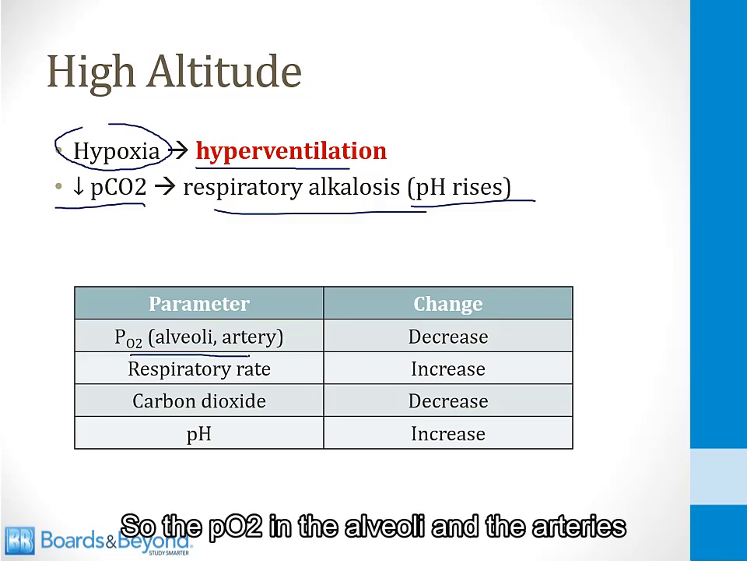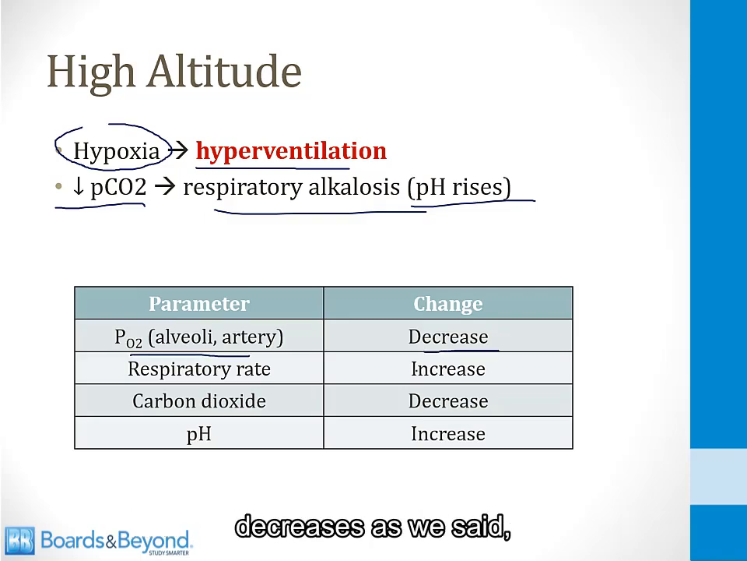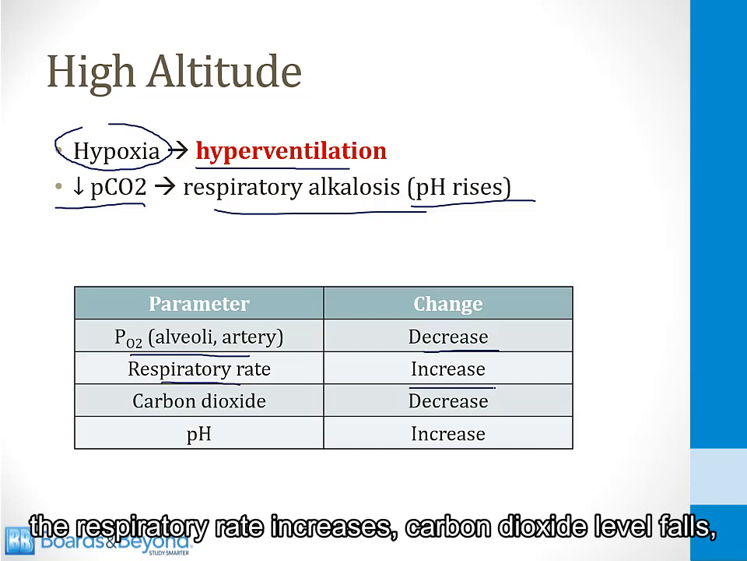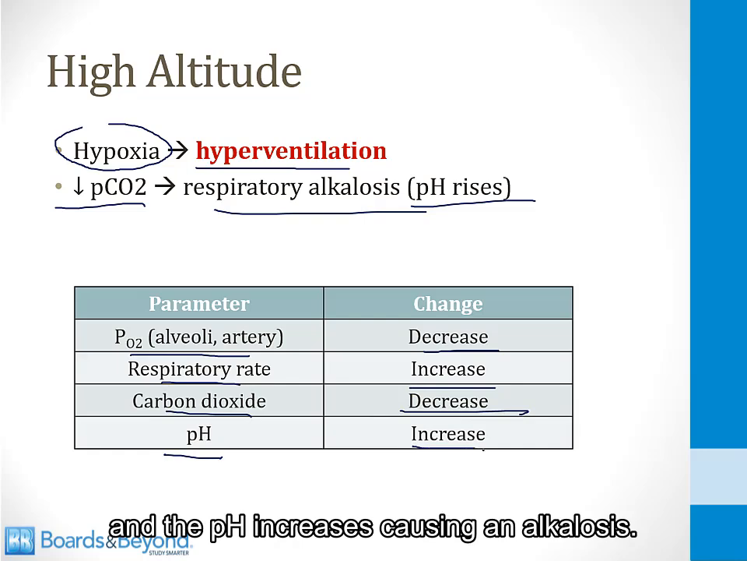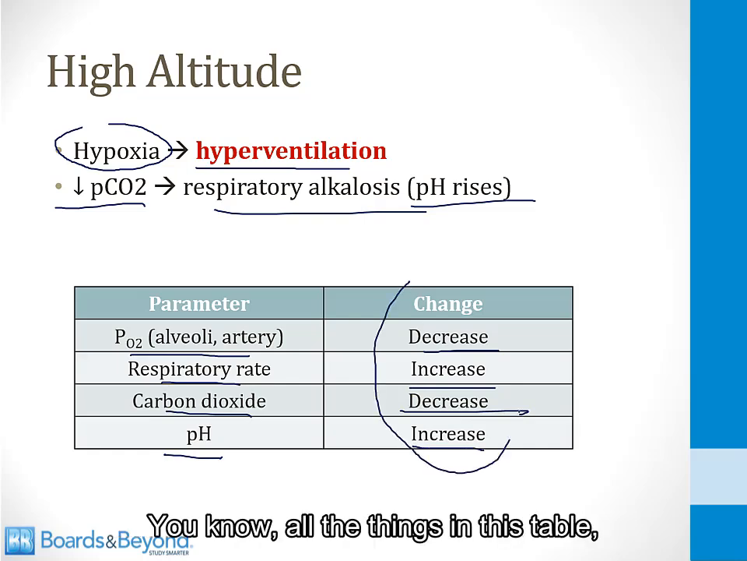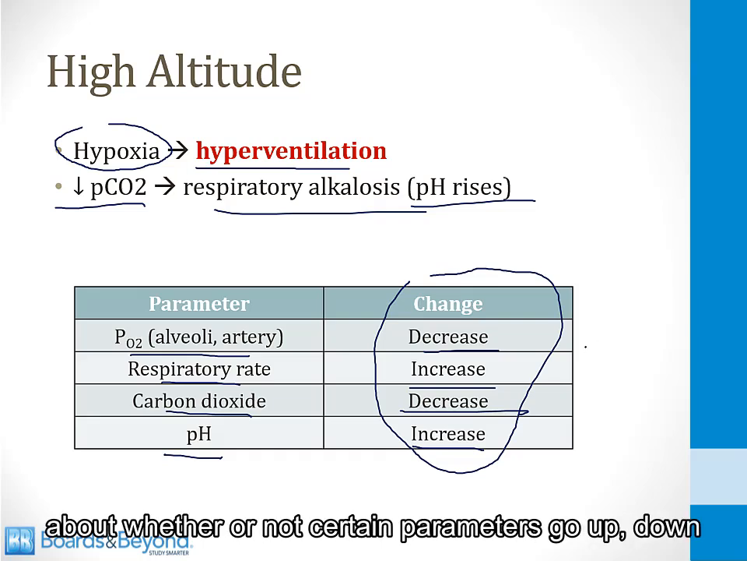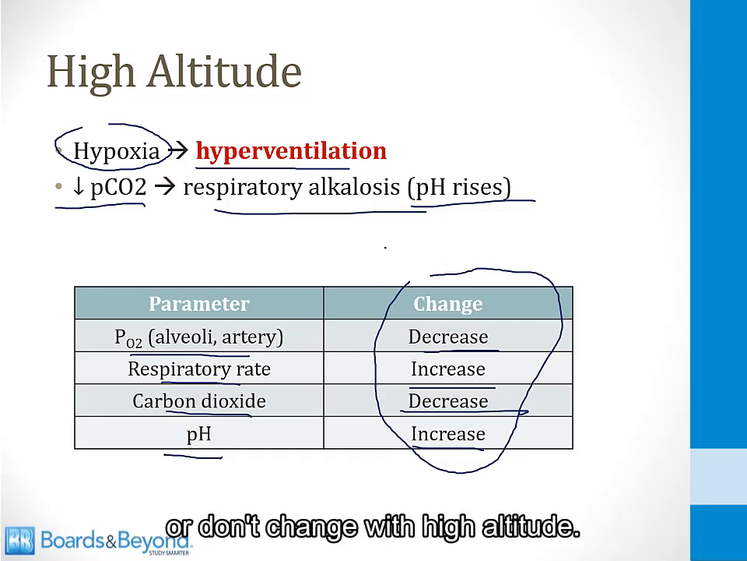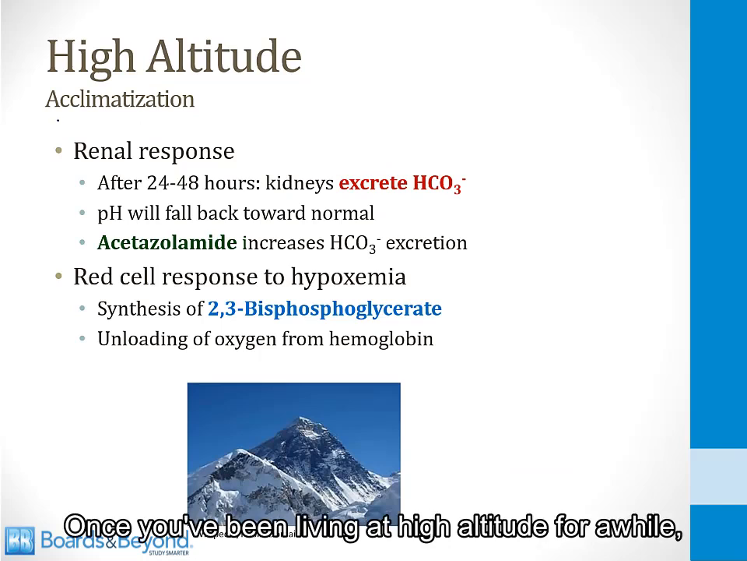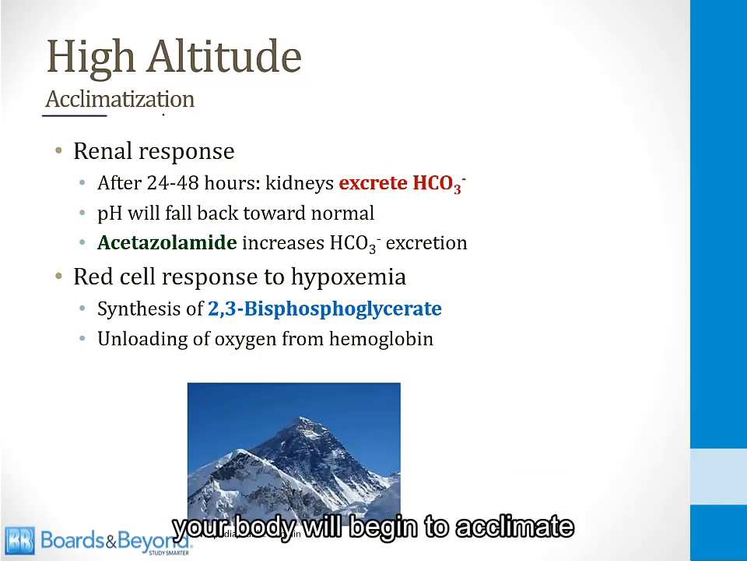So the PO2 in the alveoli and the arteries decreases, as we said, the respiratory rate increases, carbon dioxide level falls, and the pH increases, causing an alkalosis. You should know all the things in this table. You can answer lots of step 1 questions about whether or not certain parameters go up, down, or don't change with high altitude.